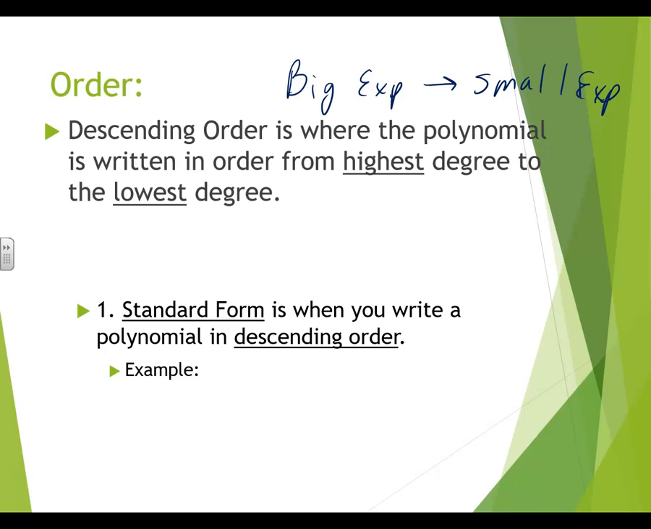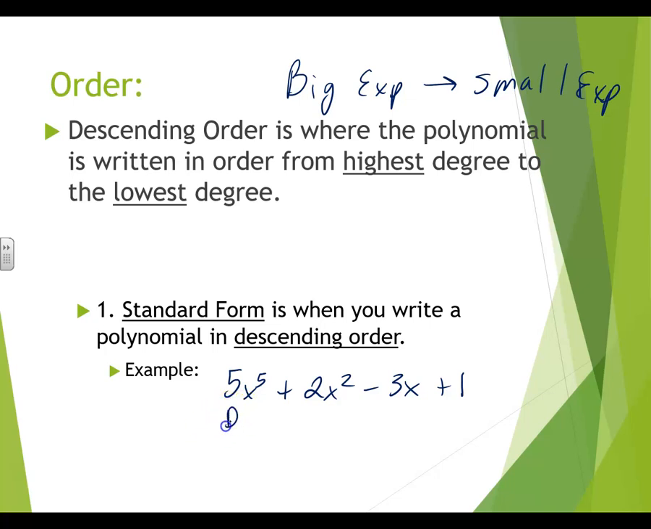So highest degree to lowest degree. Standard form is what you're doing. You're putting a polynomial in standard form when you go from highest exponent down to lowest exponent. Now, you do not have to have every term. So if you have 5x to the 5th, and then you don't have another term until 2x squared minus 3x plus 1, that's okay, because you're still going down in order.